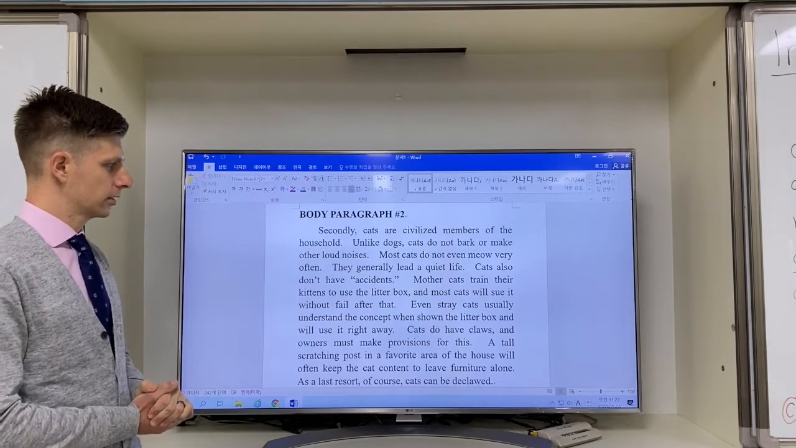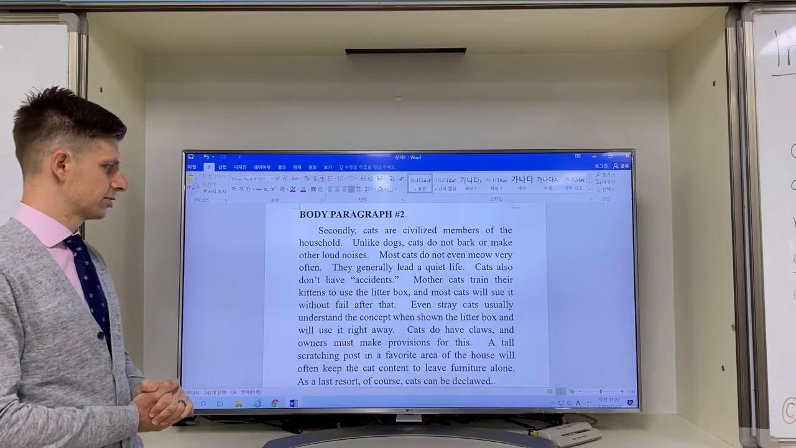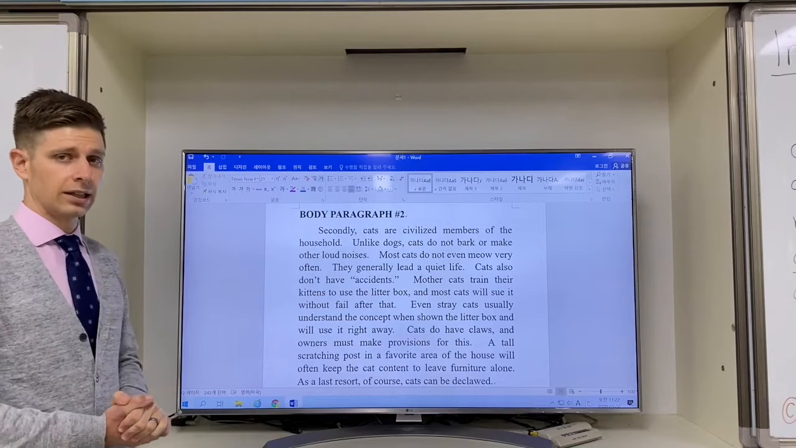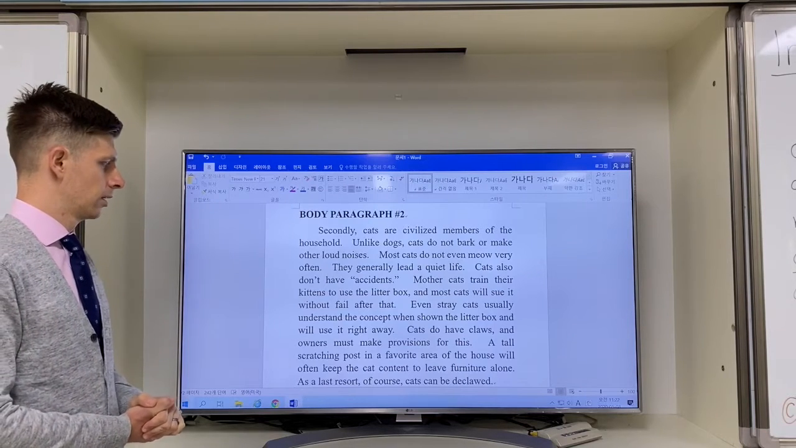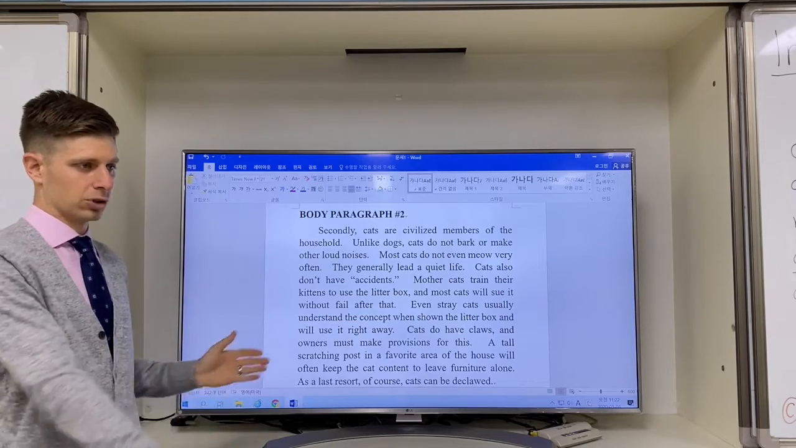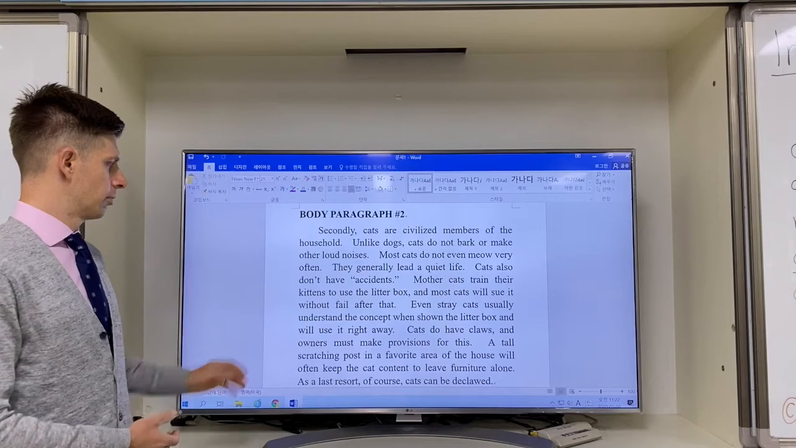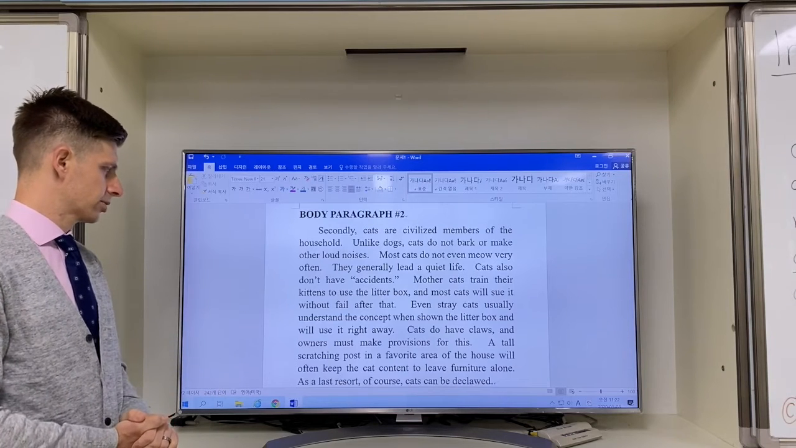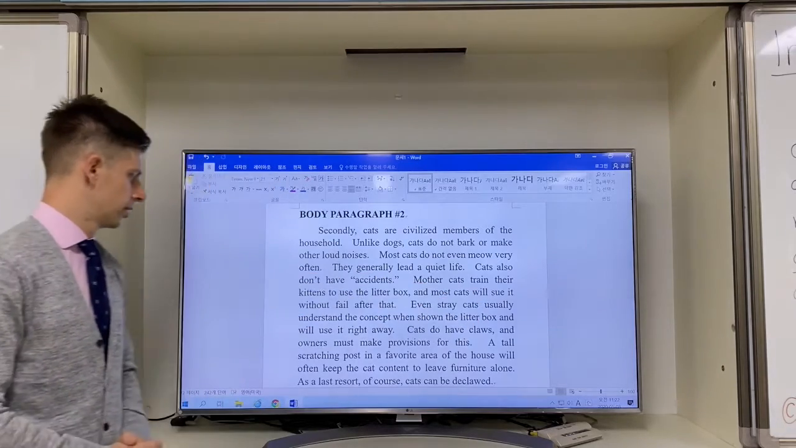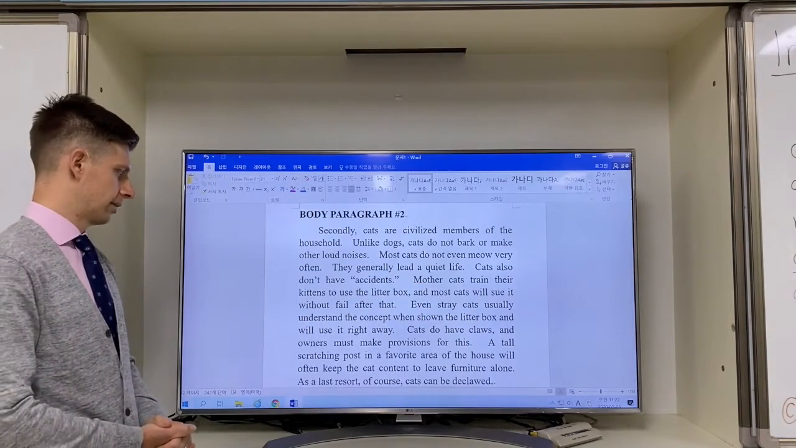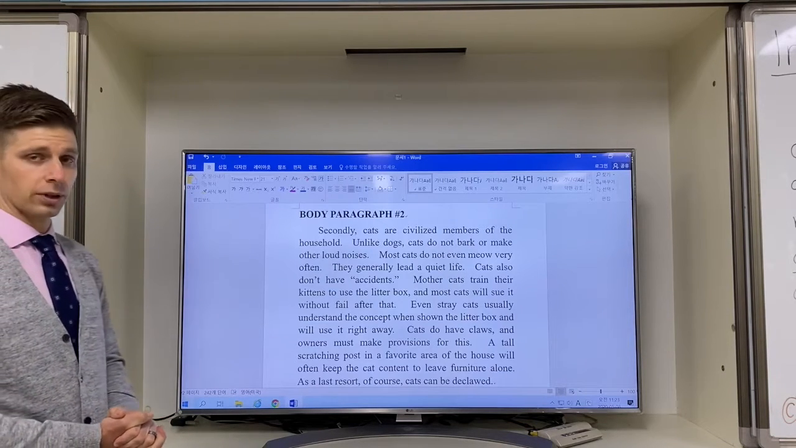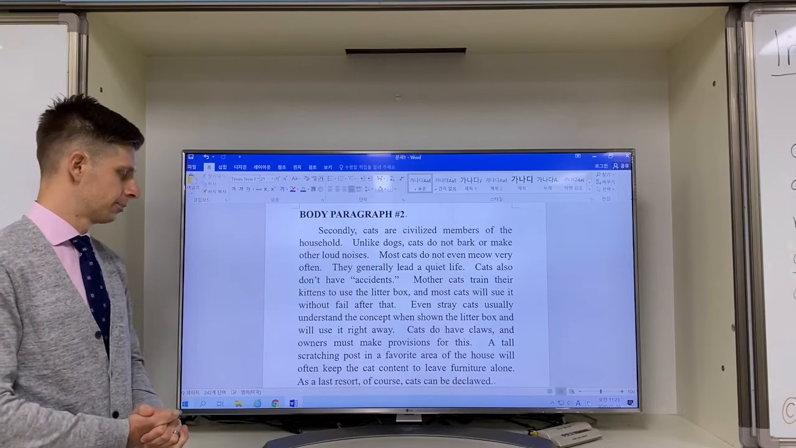Unlike dogs, cats do not bark or make other loud noises. Most cats do not even meow very often. They generally lead a quiet life. Cats also don't have accidents, which means they don't go to the bathroom just anywhere. Mother cats train their kittens to use the litter box, and most cats will use it, not sue it, I made an error there, will use it without fail after that. Even stray cats usually understand the concept when shown the litter box and will use it right away.